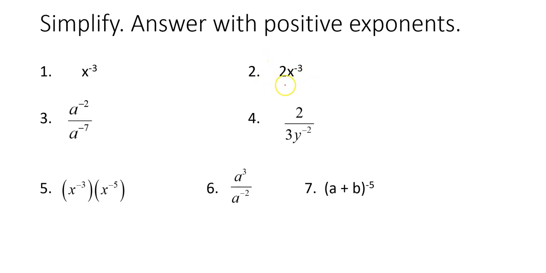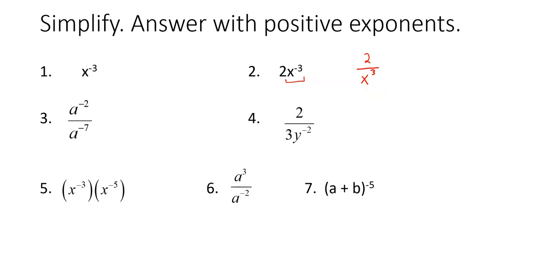It's got a 2x to the negative third. You notice that negative third power only applies to the x, not to the 2. So the 2 stays right where it is. The x to the negative third moves from the top to the bottom. When it moves to the bottom, it becomes positive.